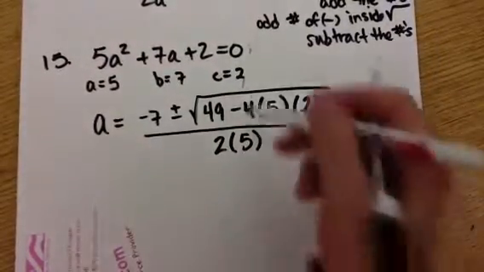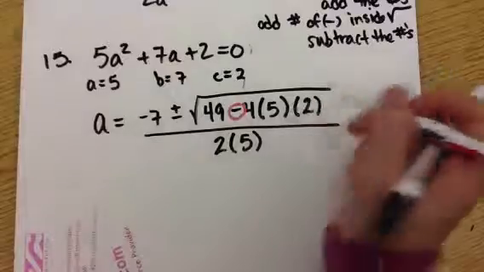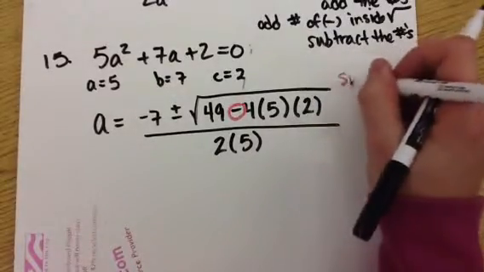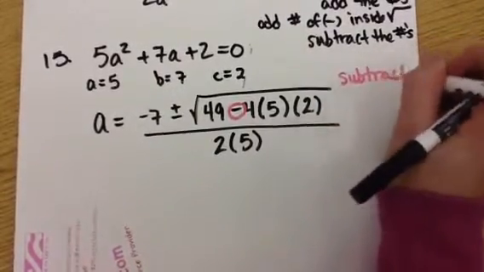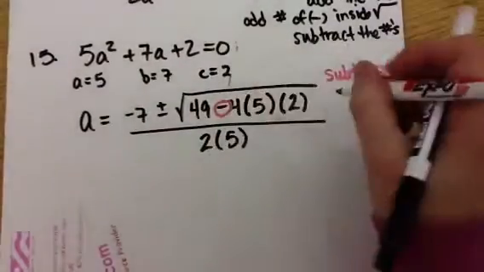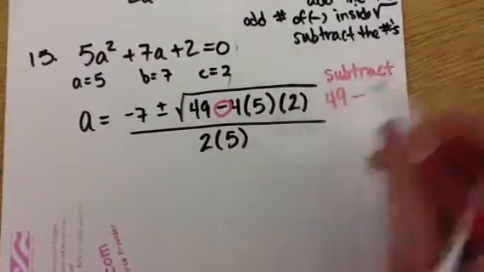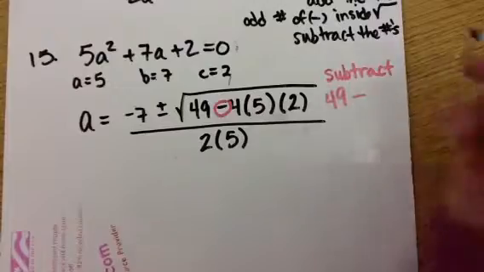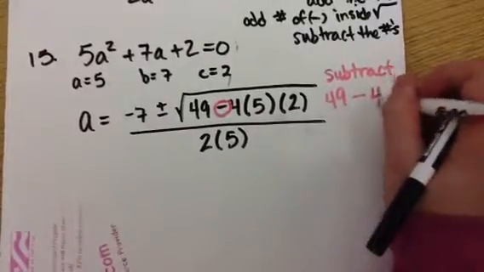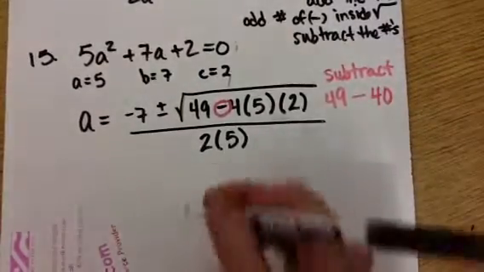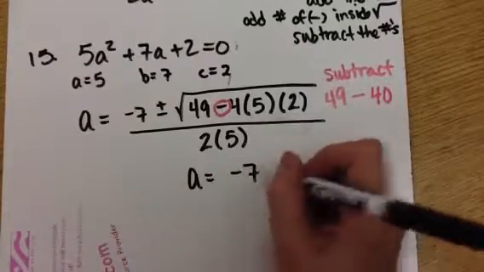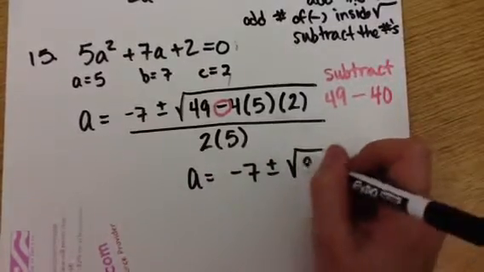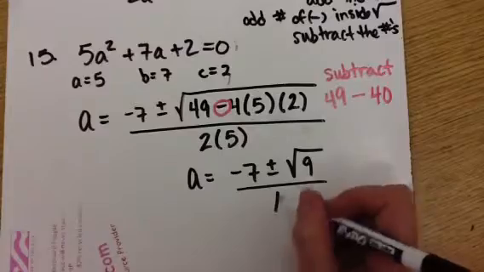Okay, now this time we have only one negative sign in here, so we are going to be subtracting. So I'm going to take 49 minus 4 times 5 times 2. 4 times 5 is 20, times 2 is 40. So 49 minus 40. So A equals negative 7 plus or minus the square root of 9 all over 10.